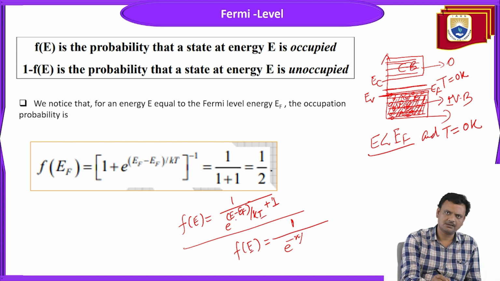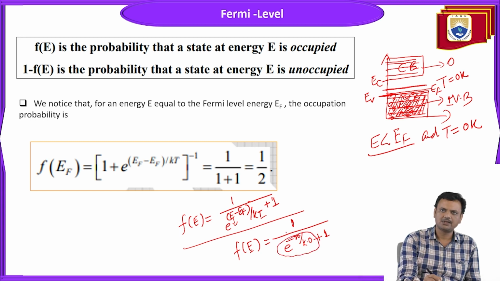What will be the difference? E minus EF. E is less than EF, so E minus EF will be some negative value, let's suppose minus x, upon K multiplied by 0. Okay, so plus 1. So what will this term be? e to the power minus something negative upon 0 will come like e to the power minus infinity, plus 1. So e to the power minus infinity is 0, so you can say 1 by 1 is equal to 1.